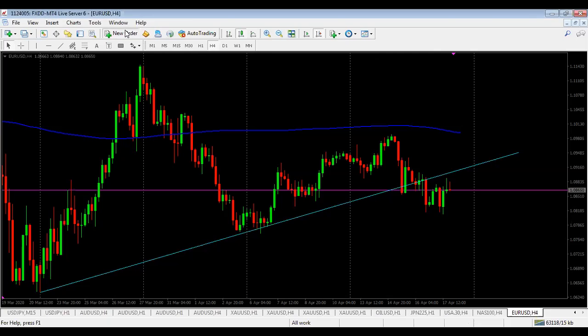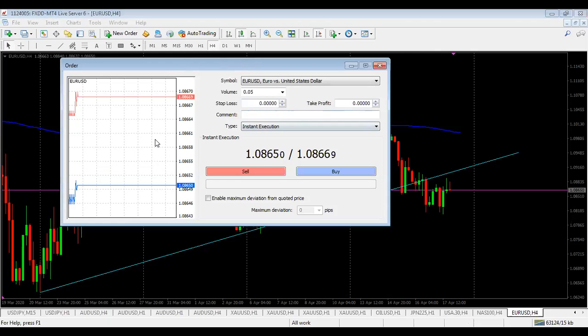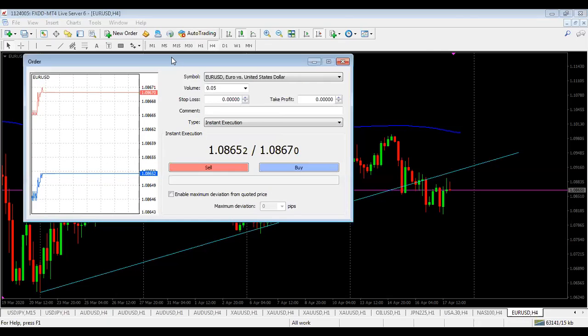Okay, so we were not explaining this button, new order, right? Yes. Okay, so the new order, as you see, it's a new order. The first here is the symbol, what you choose. For example, at the moment, it's euro dollar. Okay, and here is the volume, which is the most important thing, very, very important, the volume.